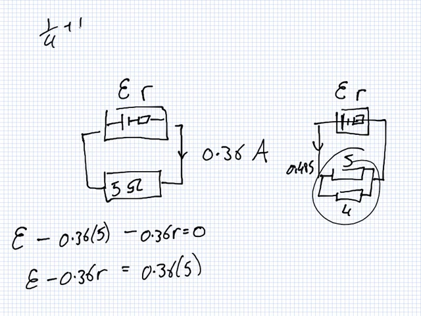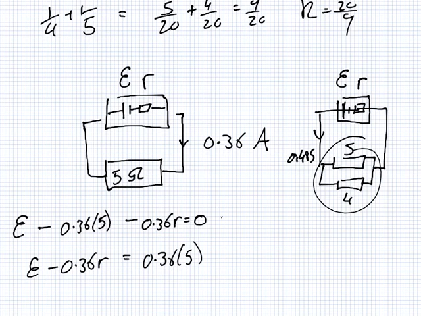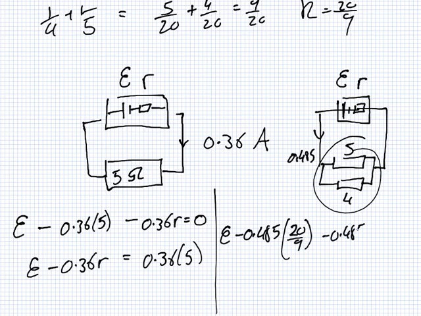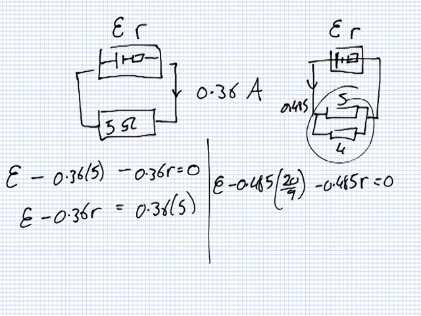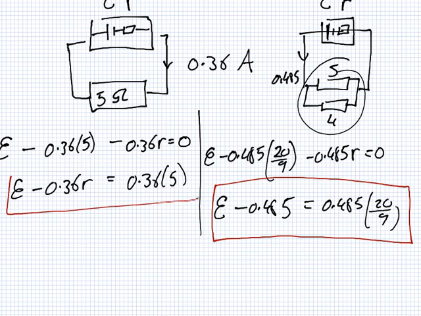Here it's the same, except I should add these resistors together first. 1 over 4 plus 1 over 5. Let me see, put that over 20: 5 over 20 plus 4 over 20, which is 9 over 20, so the resistance is 20 over 9. So for this one, you get E minus 0.485 times 20 over 9 minus 0.485R equals 0. So this equation is E minus 0.485R equals 0.485 times 20 over 9. So what I've done is I've produced two equations with E and R in them.